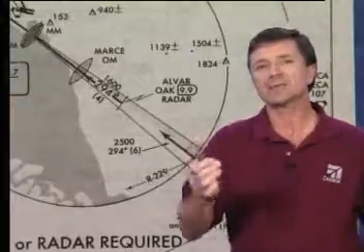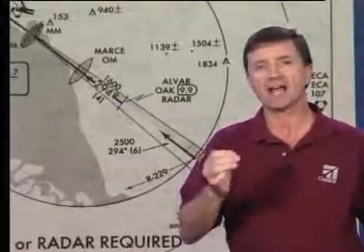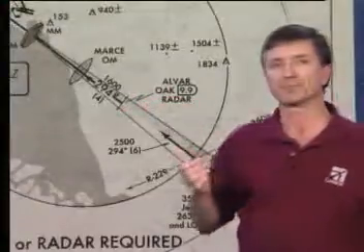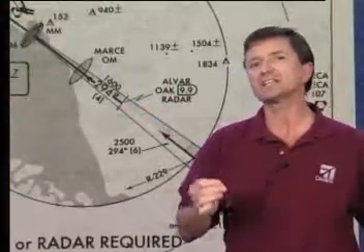So, if you did not have DME or an IFR GPS, you would ask the controller to tell you when you've reached ALVAR intersection. And in that case, if ATC radar were inoperative, you wouldn't be able to shoot this approach.